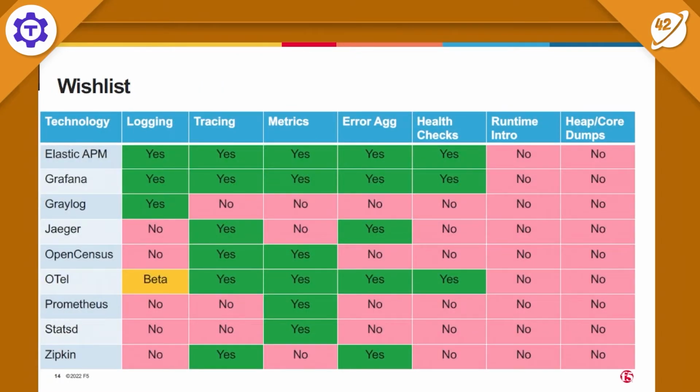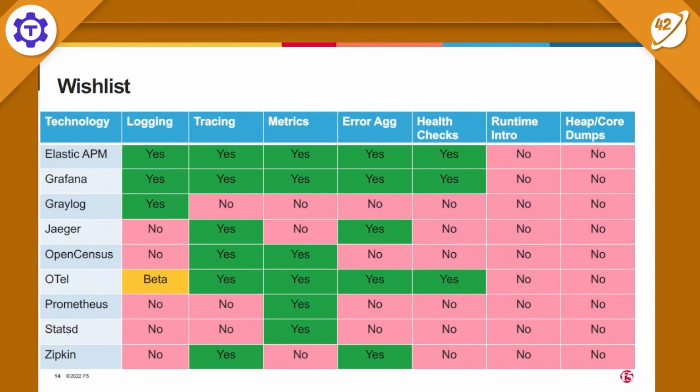And so that is a starting wish list, with technology ranging from logging all the way to heap dumps. Then we listed some tools that came off the top of our heads where things might make sense: Elastic APM, Elastic Cloud, Elasticsearch, whatever you call it. We also looked at Grafana, Graylog, Jaeger, OpenCensus, OpenTelemetry, Prometheus, StatsD, Zipkin. A few others crept in and out during this discussion, but this is where we started.